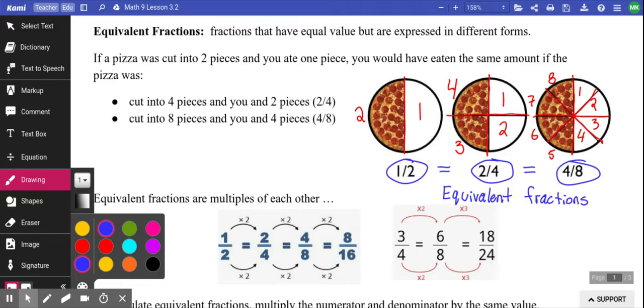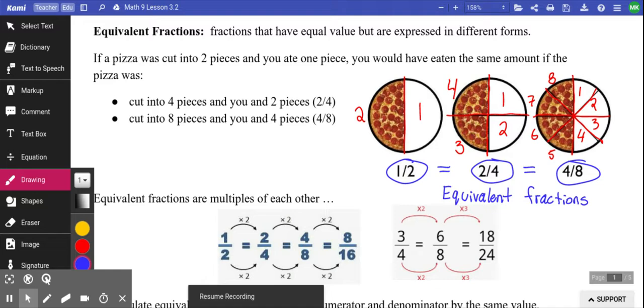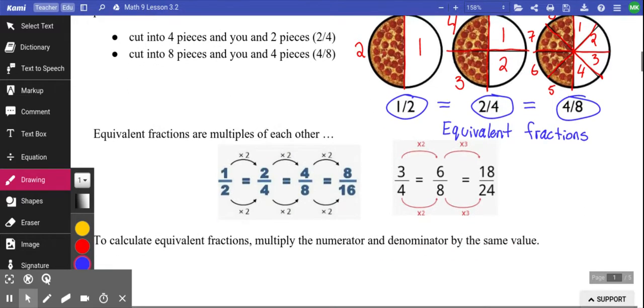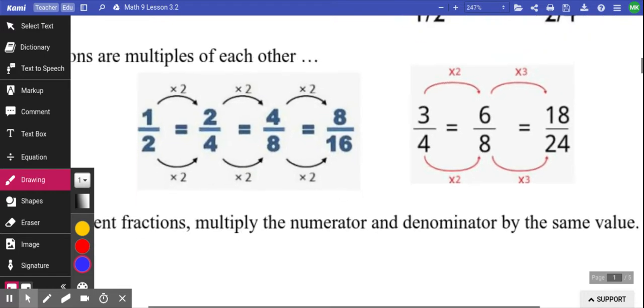Write things as equivalent fractions. We can make fractions have a bigger bottom number, and we can make fractions have a smaller bottom number, and they're all still the same thing. They're all equivalents. Below, we have a couple pictures of equivalent fractions and how we got those equivalent fractions.